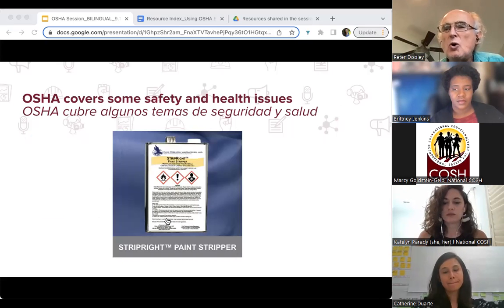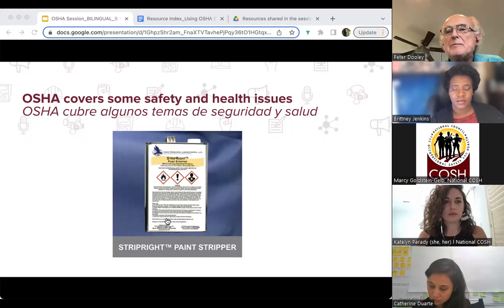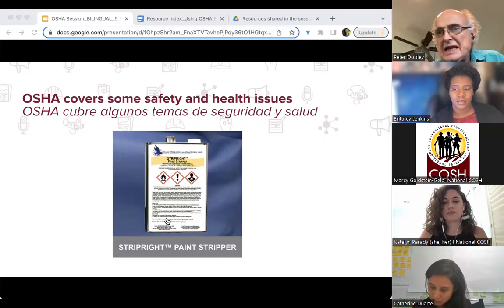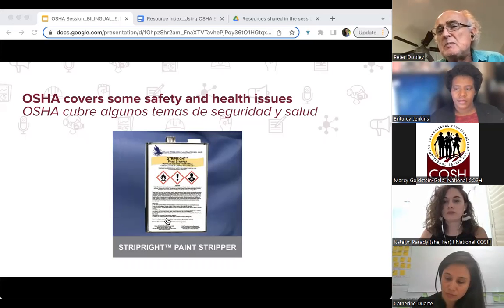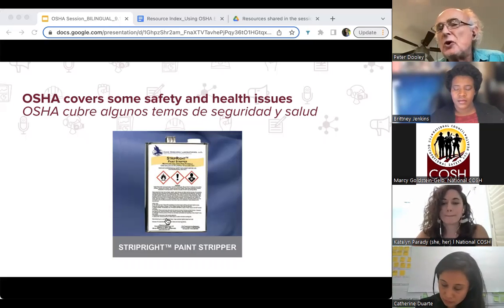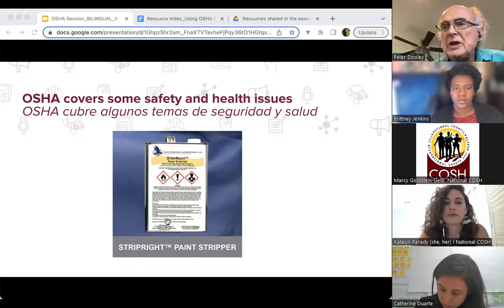it's important to know how OSHA could fit into some of those issues, because OSHA covers standards that they have in place where they can enforce employers to literally abide by the standards, and if they don't, they can be given fines and citations for being in violation. But OSHA doesn't have standards for all health and safety hazards. So you have to kind of know a little bit about what they do cover and what they don't.